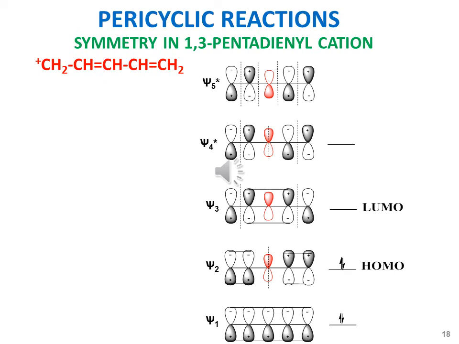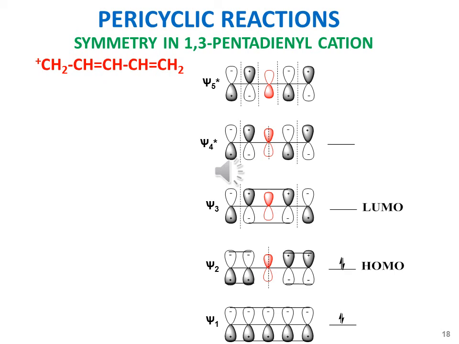Now, what is the highest occupied molecular orbital? There are 2 molecular orbitals that are filled, psi1 and psi2. Among these, psi2 has the highest energy. So the HOMO for the 1,3-pentadienyl cation will be psi2 of the 1,3-pentadienyl cation.